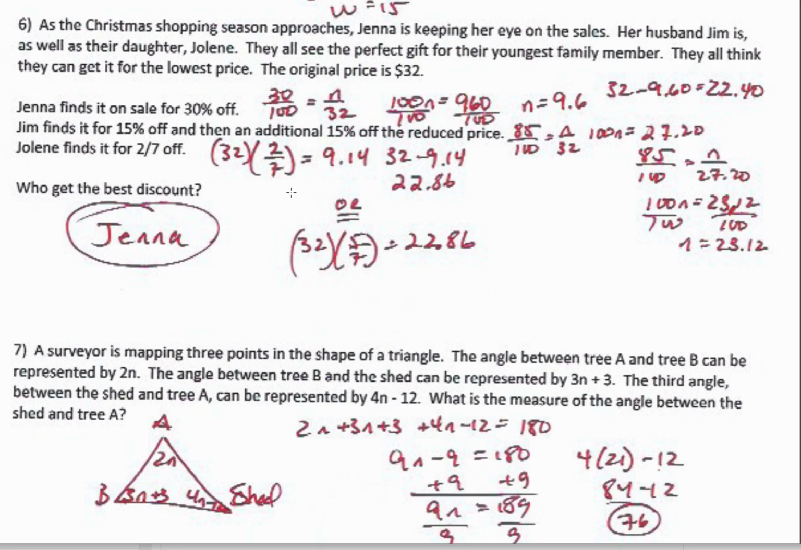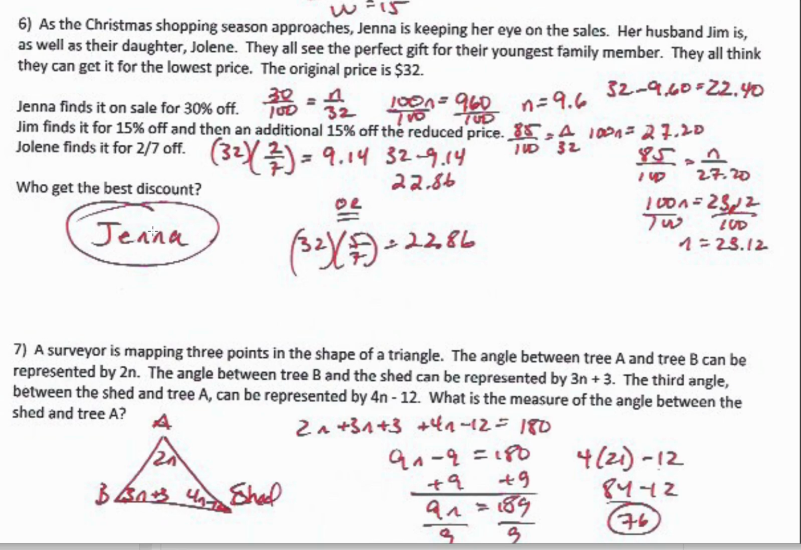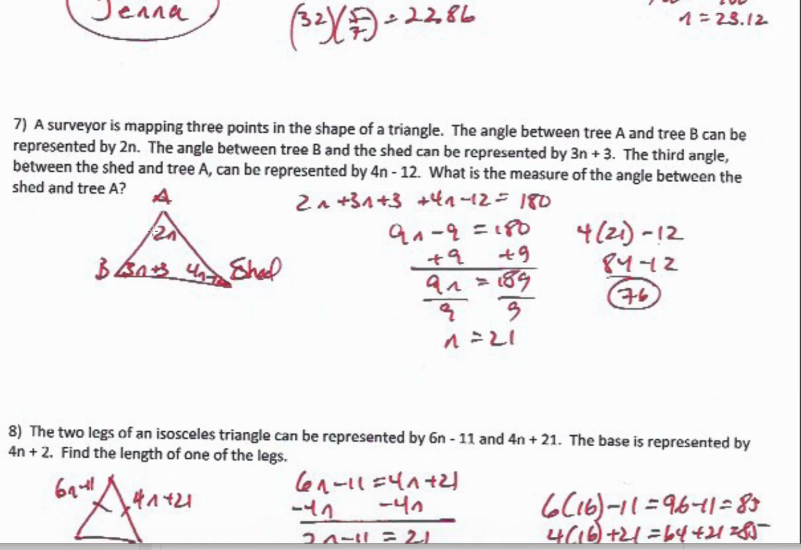Jolene's 2/7 off. So if 2/7 is off, 5/7 is spent. 32 times 5 divided by 7 is 22.86. Slightly, she's in between Jenna and Jim, so Jenna has the best price. Jenna it is.